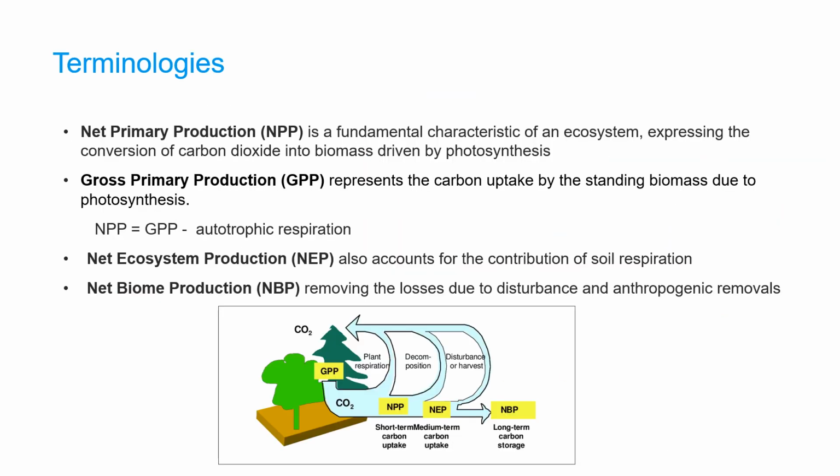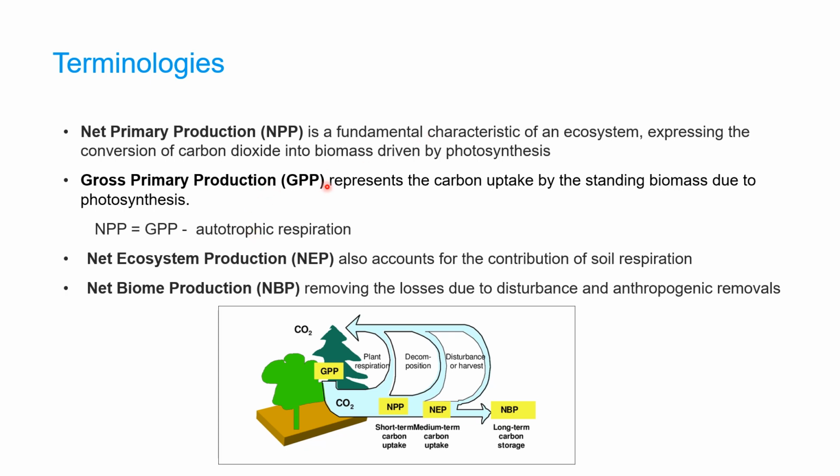Before we get into the details of methodology used for computing net primary production, let us have a look into important definitions describing different carbon fluxes between ecosystem and the atmosphere. The schematic diagram in this slide shows different carbon fluxes in the ecosystem. Net primary production, or NPP, is a fundamental characteristic of an ecosystem expressing the conversion of carbon dioxide into biomass driven by photosynthesis.